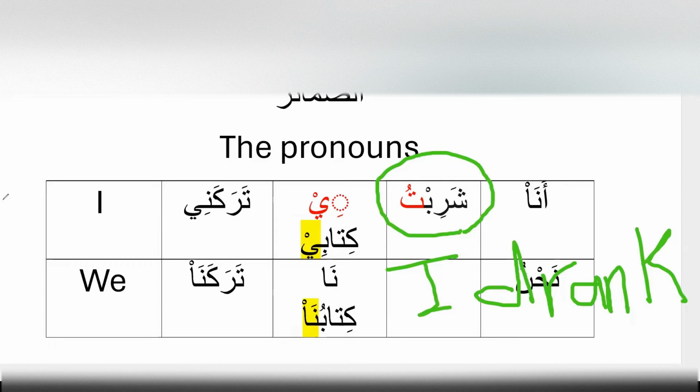Okay. The verb is here, the first part, and this part is indicating I. أنا. Okay. We first put the verb, we say it in Arabic first, then we say the subject. So شربت, I drank, and then we say شربنا, we drank.